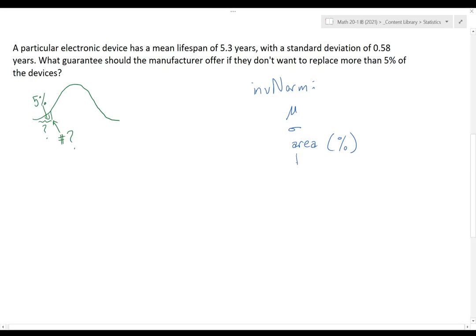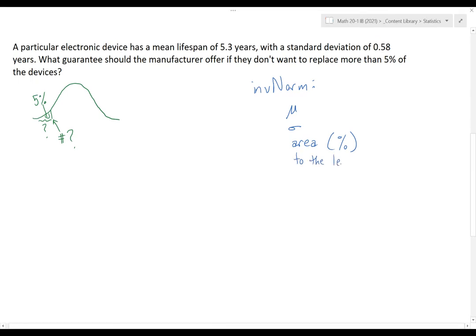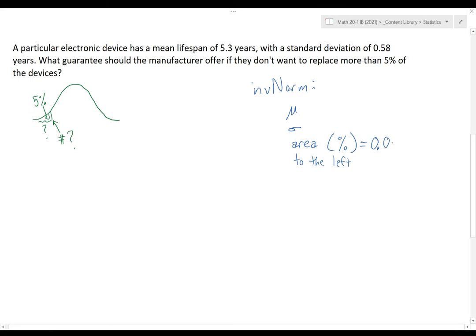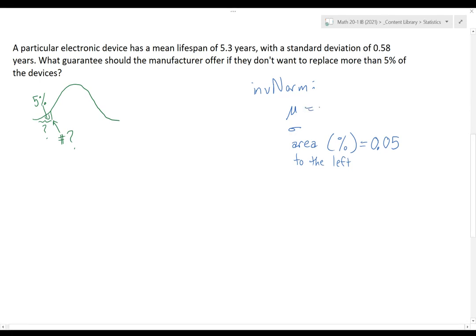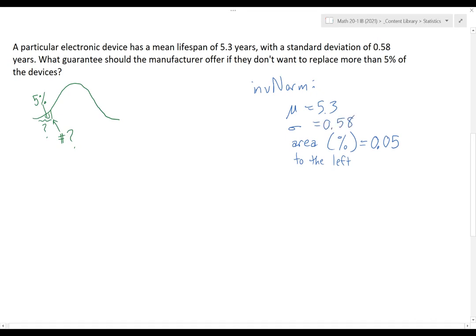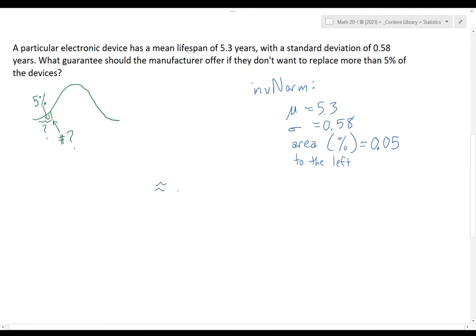And for inverse normal, we're always going to do area to the left. If your calculator does ask you to give a tail, a lot of them won't, but if you look at your inverse normal, it might ask you for the tail. If it asks for the tail, you're choosing left tail. But the area in this case is going to be 0.05 because that is the percentage that we're looking for. And the mean was 5.3 with a standard deviation of 0.58. So when we put that into the inverse normal on the calculator, we get approximately 4.35.